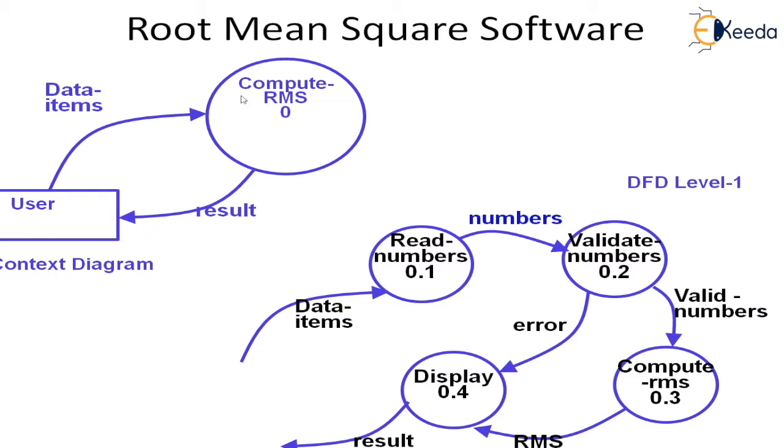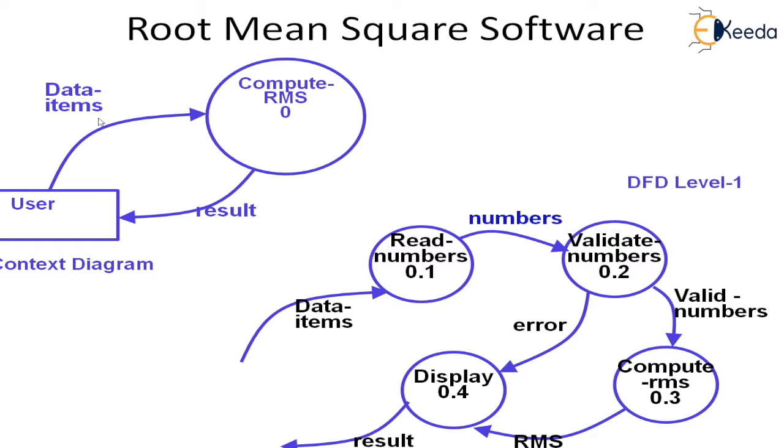This is the system, compute RMS. It is at level 0, and the result will have to come out. Now if you go to level 1, this bubble has to be broken up into the major processes. So we can think of one process called read numbers, the second one validate numbers, the third one compute root mean square, and the fourth one is display, because the result has to come out.